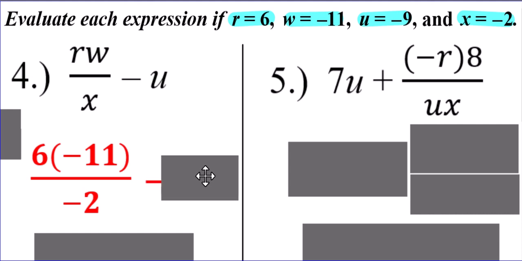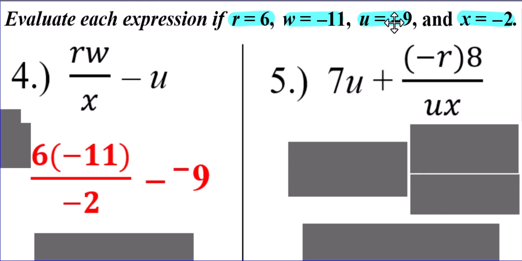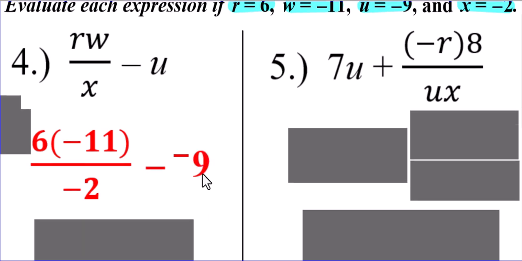Minus U means minus negative 9. That's right, the U was negative 9. I know there was already a minus to the left of it, and that kind of looked like a negative, but that was a minus, and then U is negative 9.